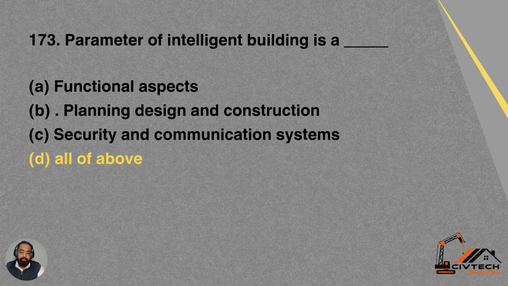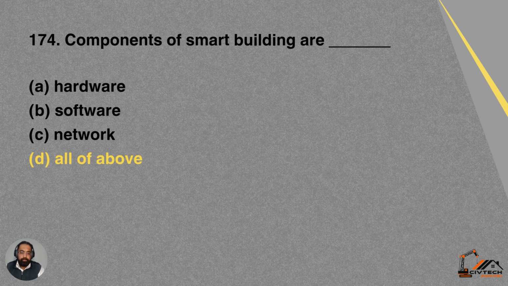173. Parameter of intelligent building is a dash. Option A, functional aspect. Option B, planning, design, and construction. Option C, security and communication system. Option D, all of the above. So D is the correct answer. The parameter of intelligent building is a functional aspect, planning, design, and construction, and security and communication system. So D is the correct answer.